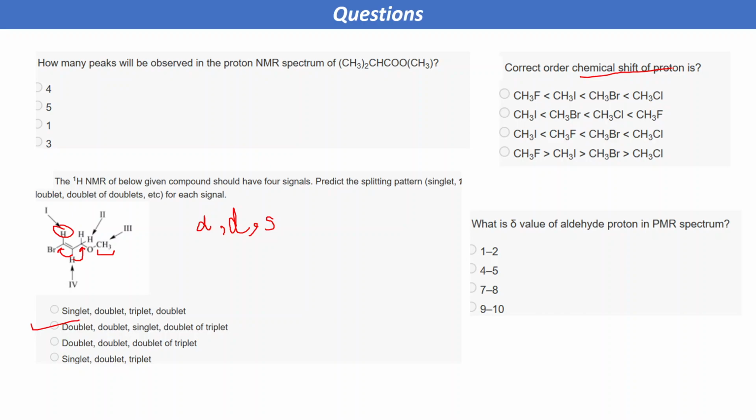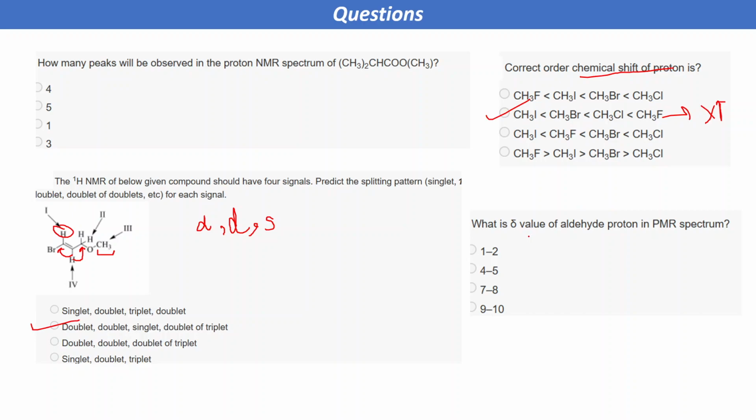If a compound is more electronegative, that means it has a more electron withdrawing character. That is, it will be more de-shielded. So the chemical shift value of the fluorine will be higher. Then it will be chlorine, then bromine, and then iodine. So the correct answer will be this one, because fluorine is the most electronegative element.